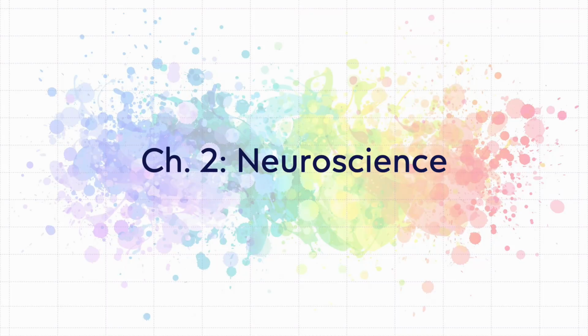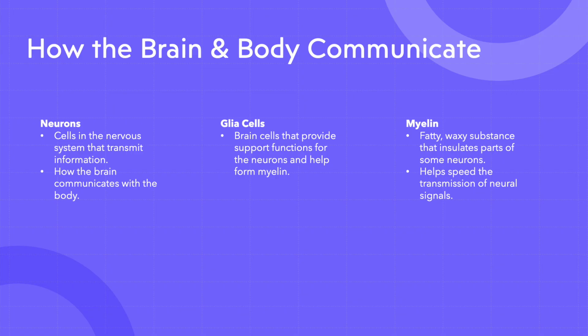In this lecture, we'll be discussing neuroscience. First, we'll start with how the brain and body communicate. We have what we call neurons, which is how the brain will actually communicate with the body, and neurons are cells in your nervous system that will transmit information to the brain. So when you use any of your senses, so sight, touch, sound, taste, these cells will transmit that information to your brain so you can respond accordingly.